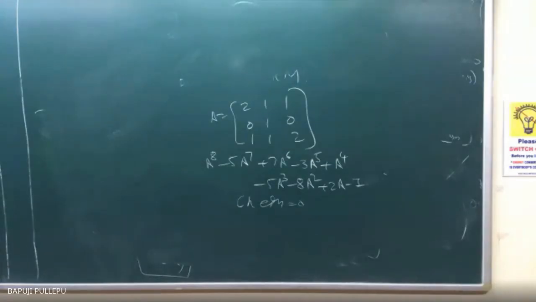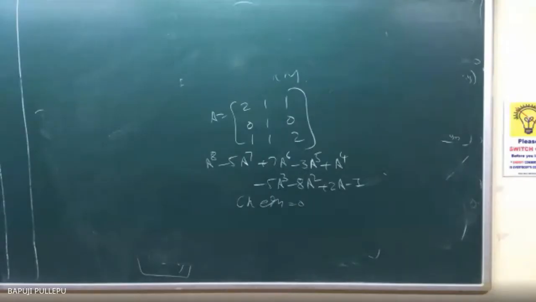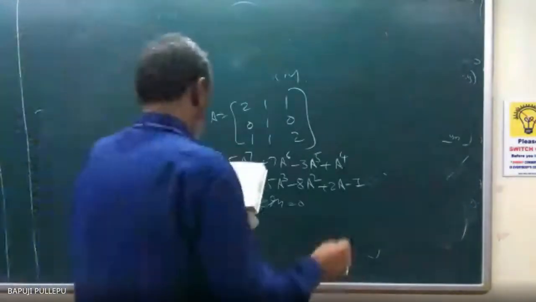Lambda cube minus 5 lambda square plus 7 lambda minus 3. Tell again, come on. Lambda cube minus 5 lambda square plus 7 lambda minus 3. First, what you said was minus 7 lambda square. Now clear, sir. Plus 7 lambda. Now everyone got this is the answer.